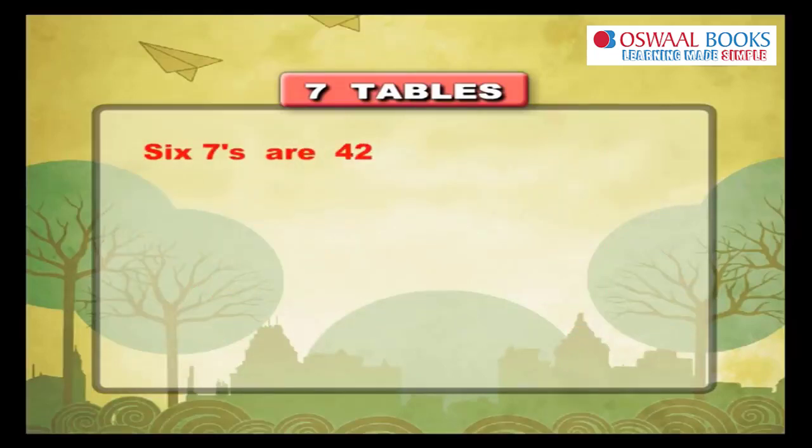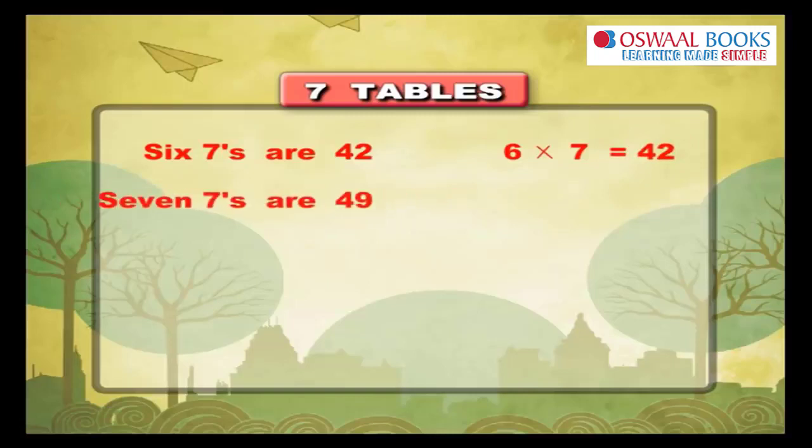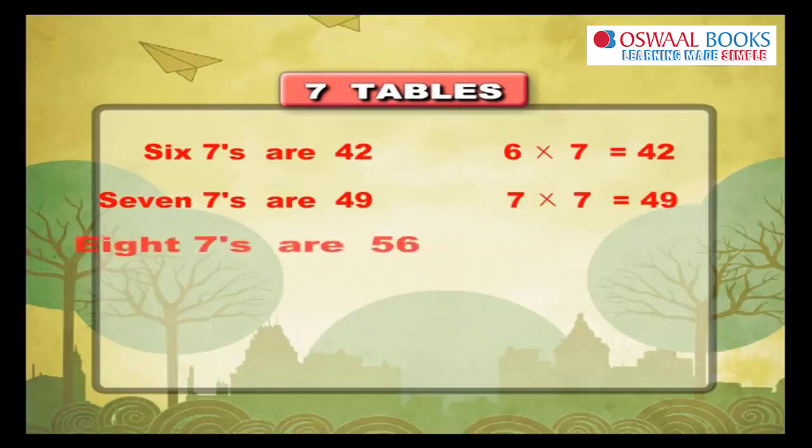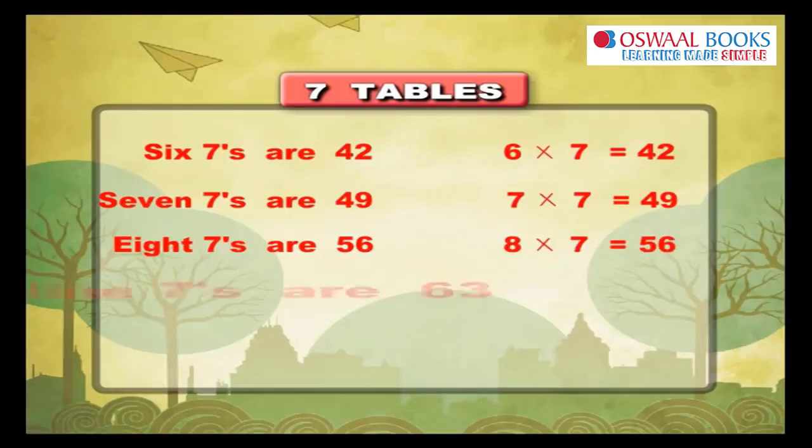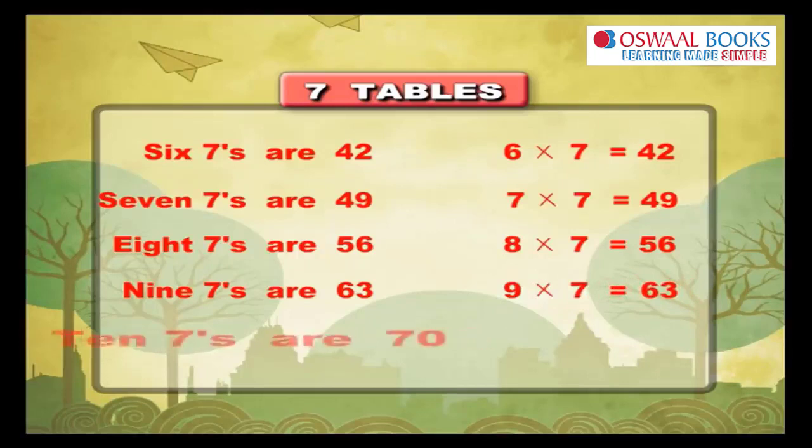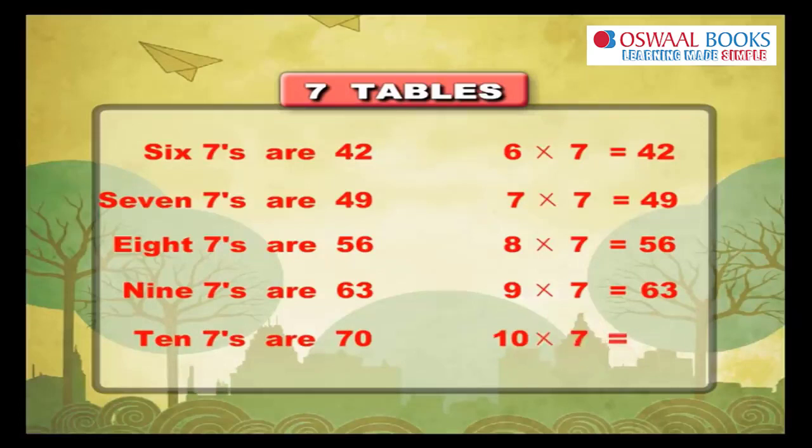6 sevens are 42. 6 into 7 is equal to 42. 7 sevens are 49. 7 into 7 is equal to 49. 8 sevens are 56. 8 into 7 is equal to 56. 9 sevens are 63. 9 into 7 is equal to 63. 10 sevens are 70. 10 into 7 is equal to 70.